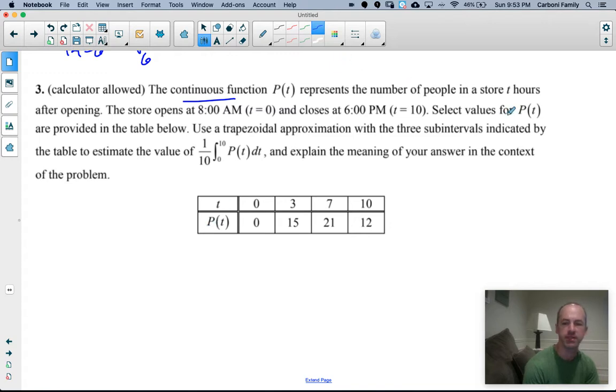P of t represents the number of shoppers in a store, t hours after opening. The store is open from 8 a.m. to 6 p.m., which would be from t equals 0 to 10. We have select values of t. Okay, here we go. Finally, the question.